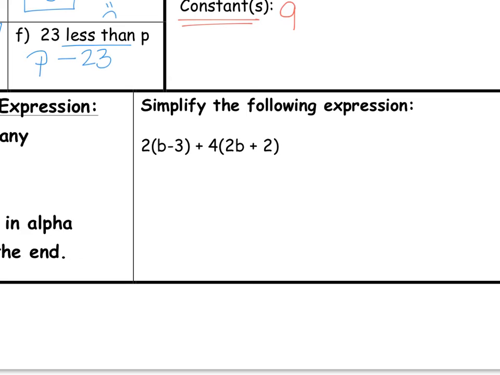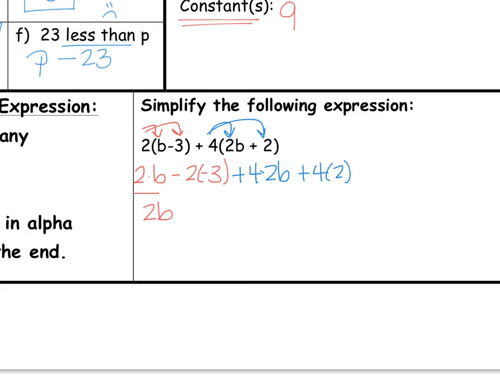So we're going to get rid of those parentheses first. So we are going to distribute out that 2. So it's 2 times b minus 2 times negative 3. We're going to distribute out that 4. So it's 4 times 2b plus 4 times 2. 2 times b is just 2b. That should be a positive, sorry. 2 times negative 3 is minus 6. 4 times 2b is 8b. And 4 times 2 is 8.